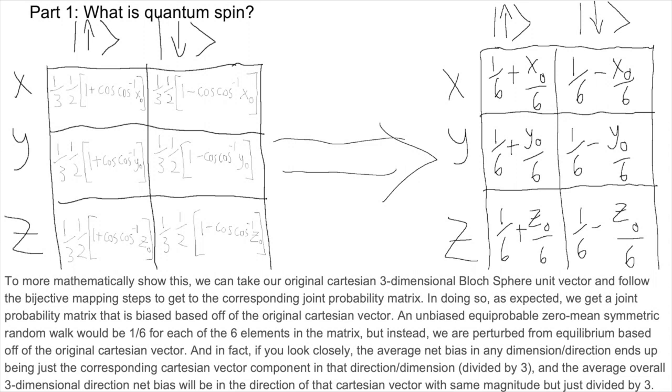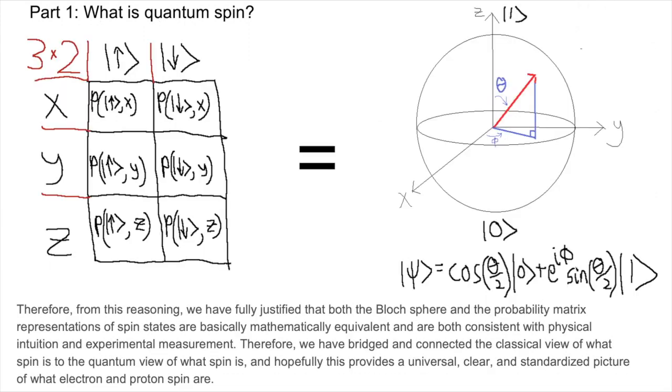And in fact, if you look closely, the average net bias in any dimension or direction ends up being just the corresponding Cartesian vector component in that direction or dimension, but divided by 3, and the average overall 3-dimensional direction net bias will be in the direction of that Cartesian vector with same magnitude, but just divided by 3. Therefore, from this reasoning, we have fully justified that both the Bloch sphere and the probability matrix representations of spin states are basically mathematically equivalent and are both consistent with physical intuition and experimental measurement.